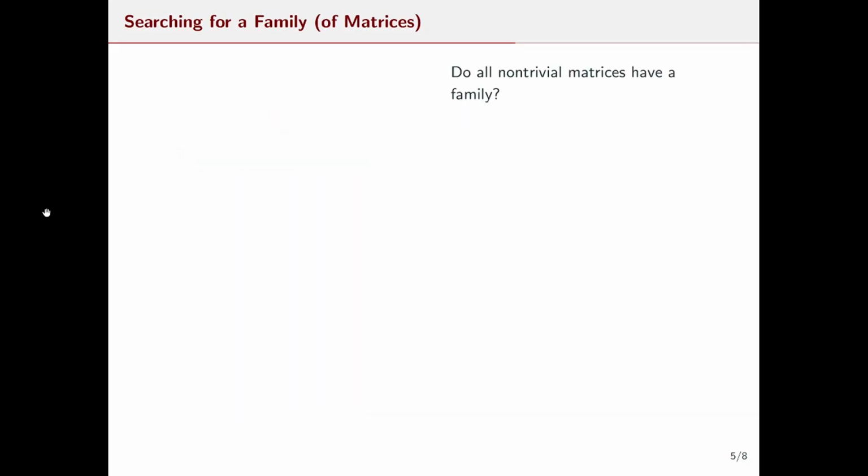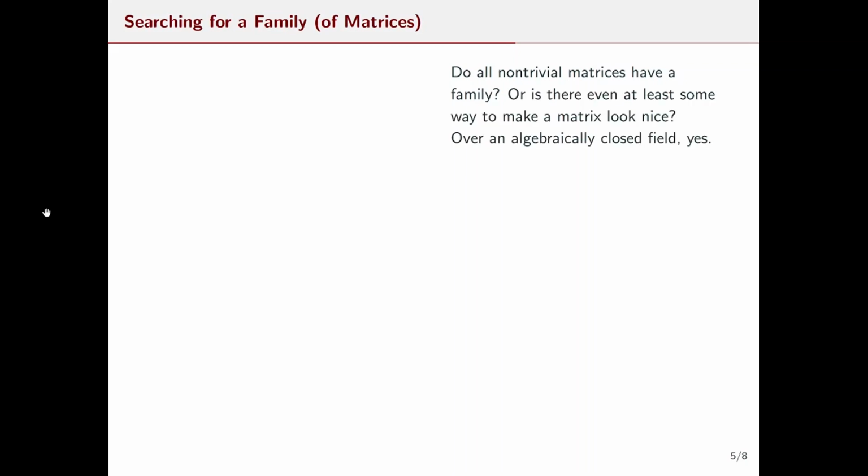But what about non-trivial matrices? In other words, besides diagonalizable matrices and the identity matrix and the zero matrix, do other matrices have families, or are they kind of off on their own? And regardless of whether they have families, is there at least some way to make them look nice, almost diagonal? Maybe we want them to look nice so they can find a family. Over an algebraically closed field, though, actually, this is true.